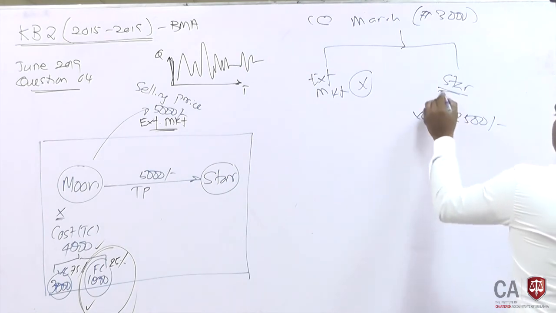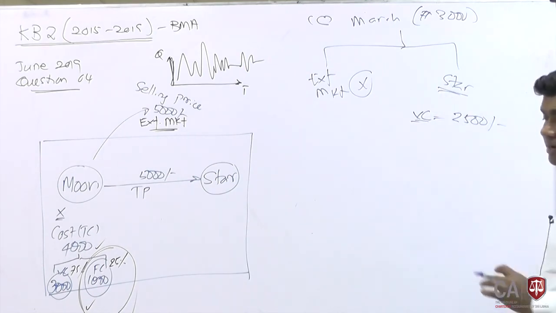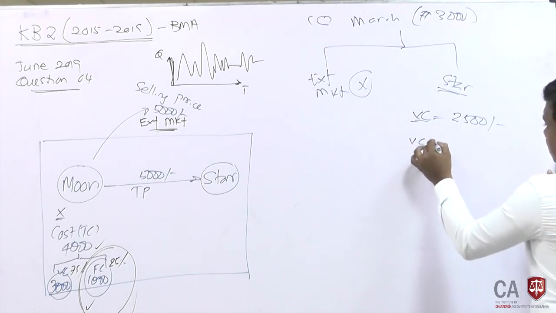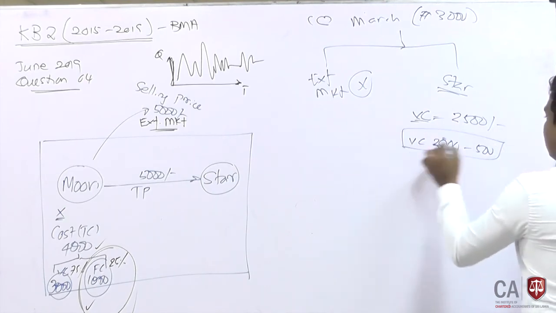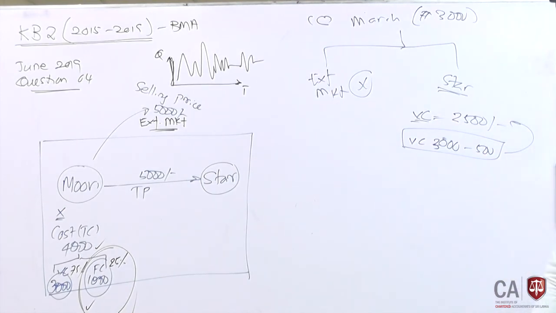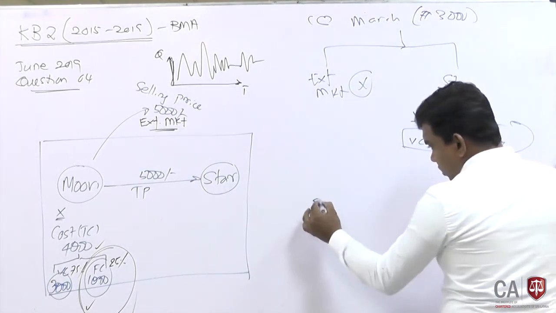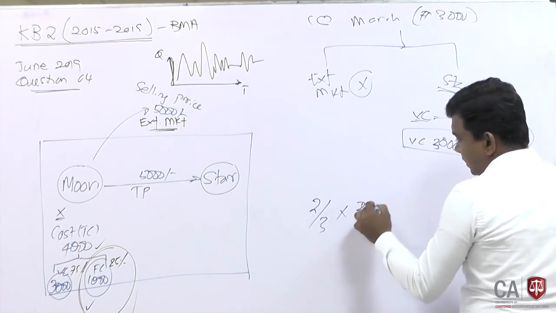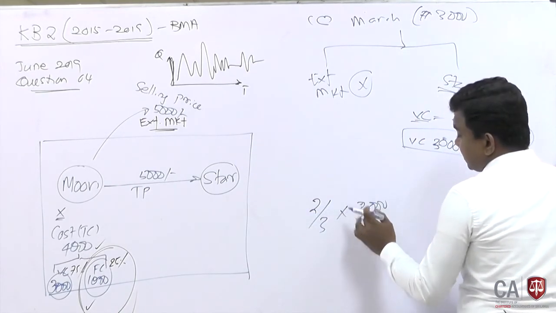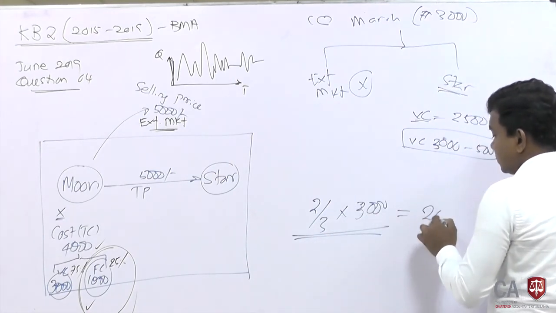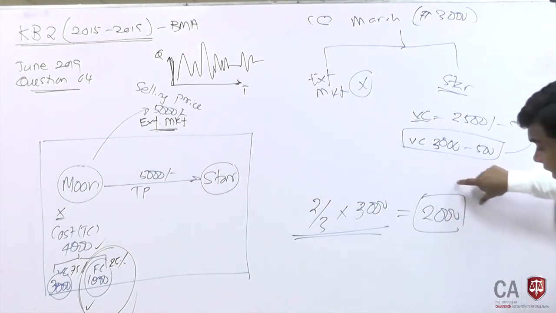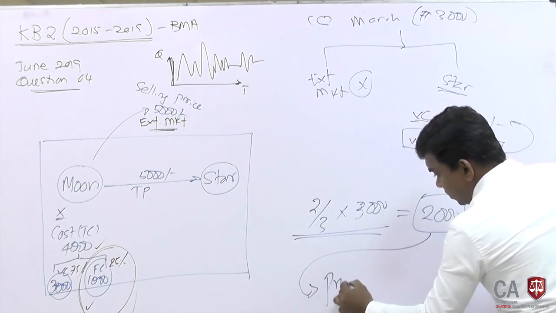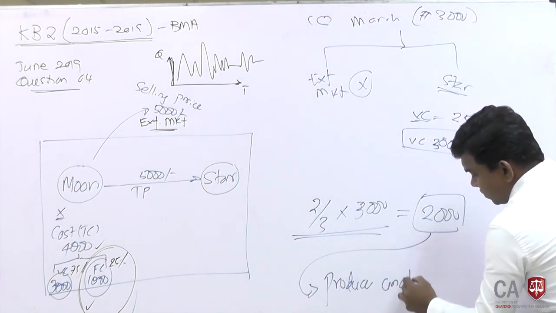Keep in your mind that variable cost would be 2500, reducing the packing cost, because variable cost is totally 3000, packing cost 500. Therefore, internal supplying cost will be 2500. But the problem is, again the March scenario mentions 2/3 of the capacity. Capacity 3000, right? 2/3 of the capacity, that is 2000 units. This capacity can be utilized to produce another product.